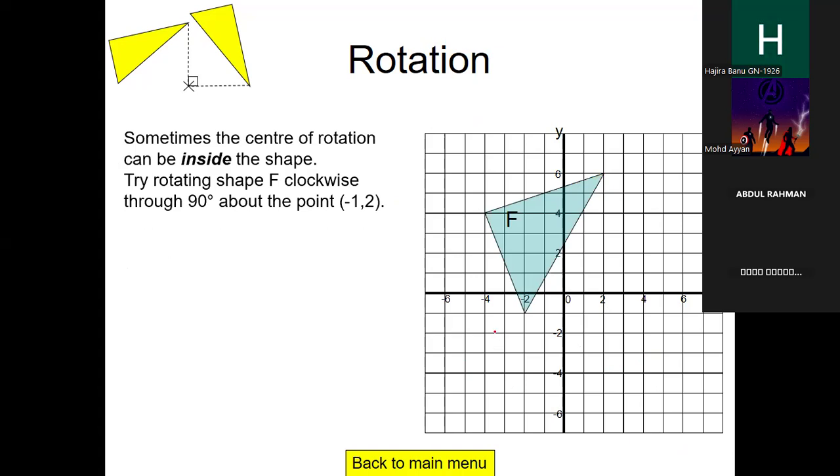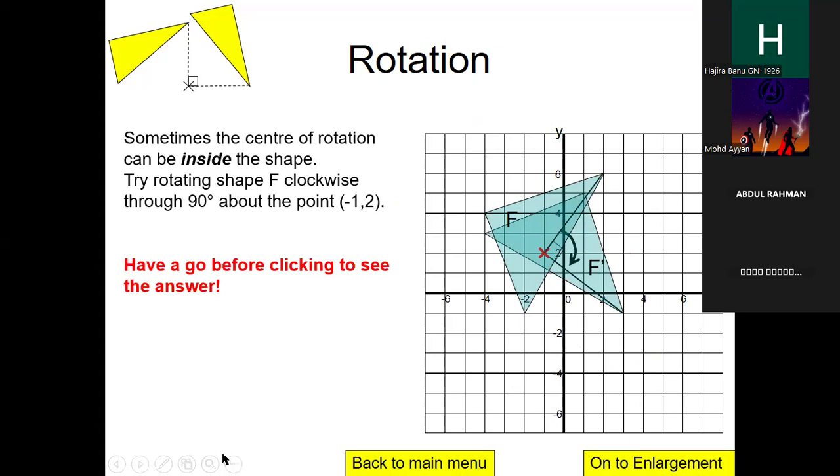Now, what if the center of rotation is inside? The same process you will do. First, mark the center of rotation, mark any one of the corners. And then rotate, you will get the shape. That's how rotation is done.